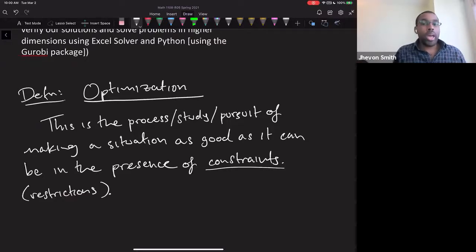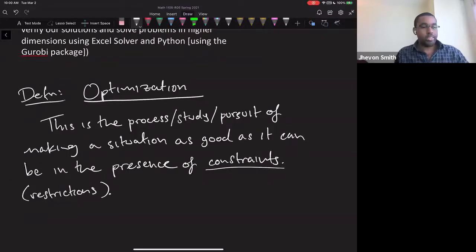So that's one example. If you figure out a way, given all your restrictions, to actually get the biggest profit, we say you've solved an optimization problem. You have made it as good as it can be within the constraints. And business and selling products is just one application. You always want to do this. You always want to get the best possible result based on the resources that you currently have access to, right? So it's a very broad thing.